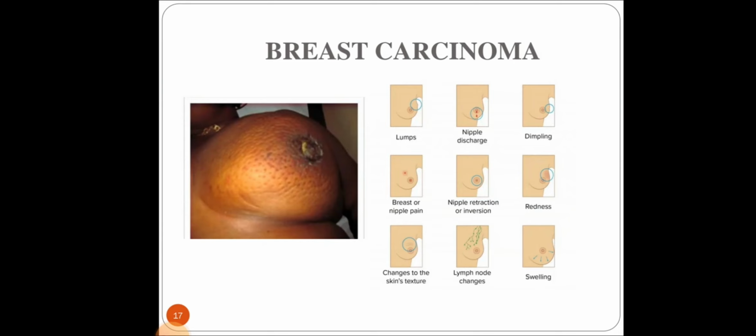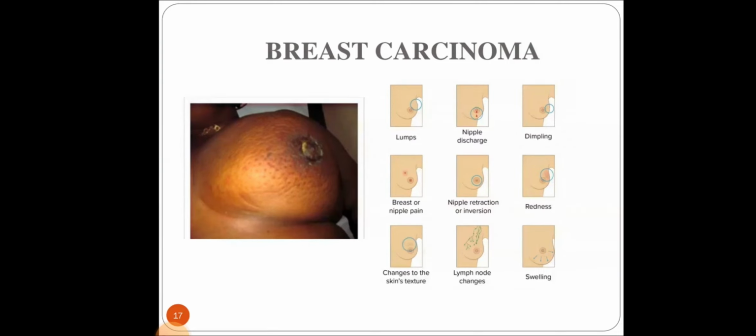Then when we see the gender, of course we have already told, it is females who are more affected. It is told that 99% females and 1% males.